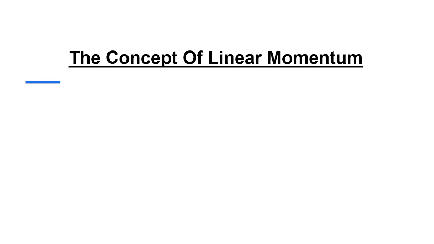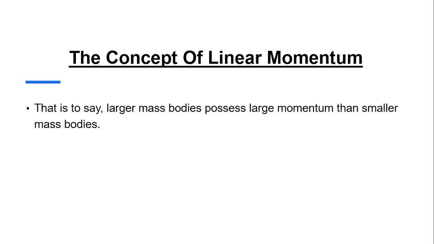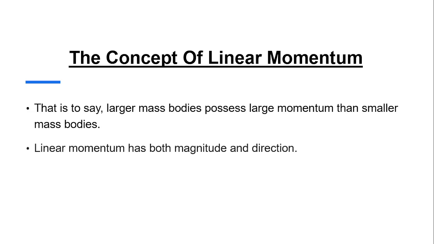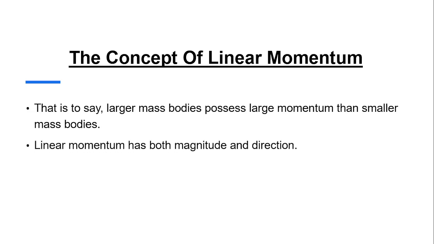So that's the case of linear momentum. That is to say, larger mass bodies possess larger momentum compared to smaller mass bodies. As you can see, the difference in mass also results in a difference in momentum. Now, linear momentum has both magnitude and direction. So linear momentum is a vector quantity.